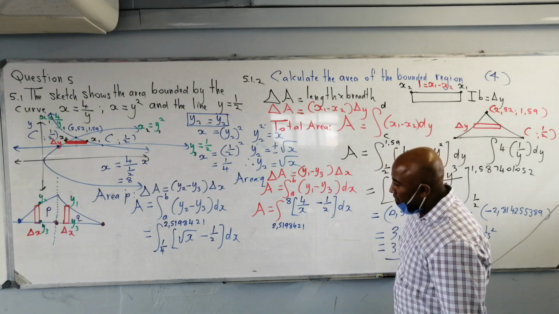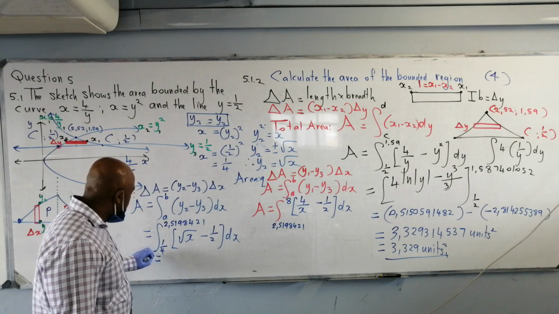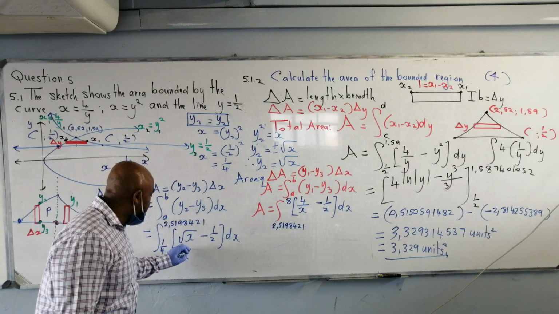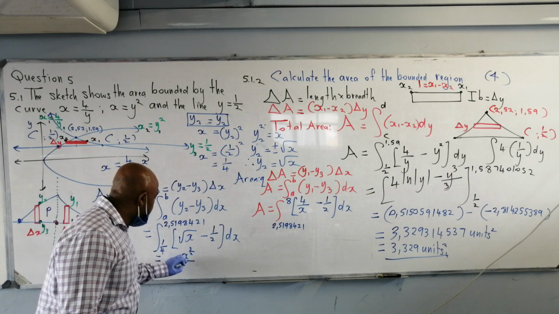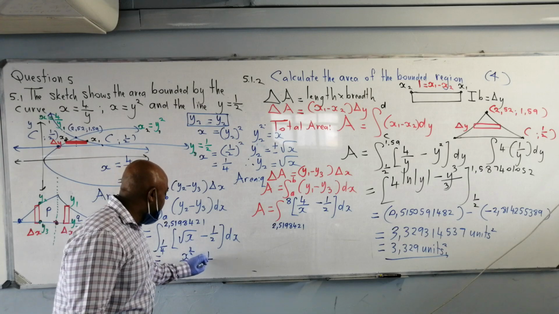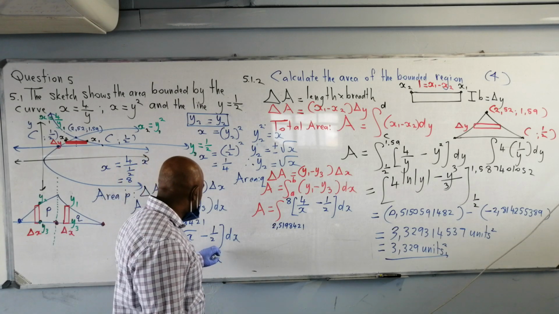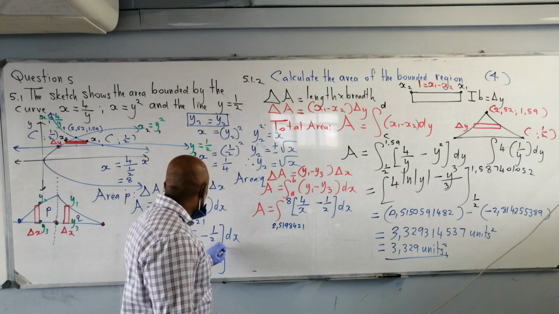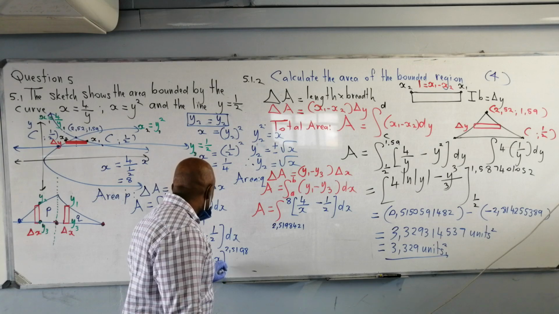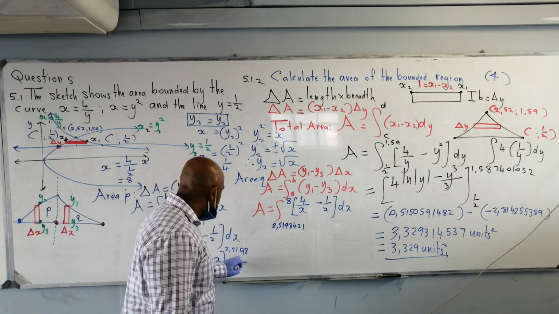Okay, so we set up our two problems. Now let's integrate. So integrate square root x. That's going to be half plus 1, which is 3 over 2. 3 over 2 minus, integrate minus half. That's minus half x. And then we need to substitute our 2,5198 and our 1 over 4. And let's see what we get now.